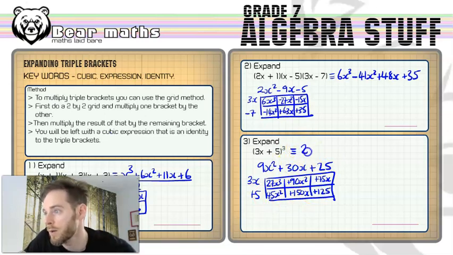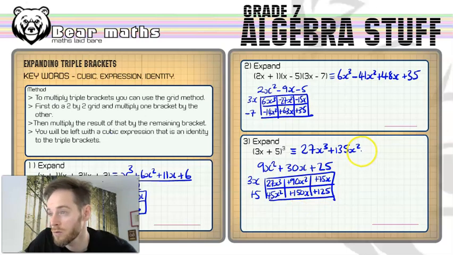Just need to collect it together. So 27x cubed. 90 plus 45 is going to be 135, so plus 135x squared. Then we've got 75, so 225x, and then 125 as the number. There we go. That is the collection of our triple brackets there.